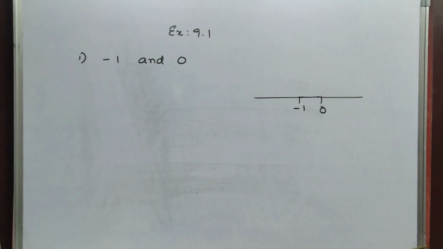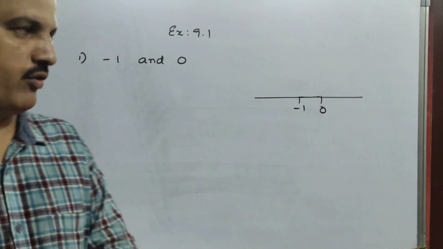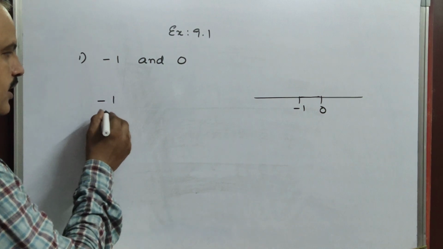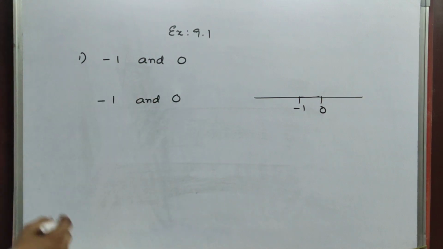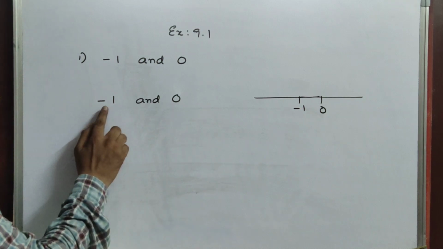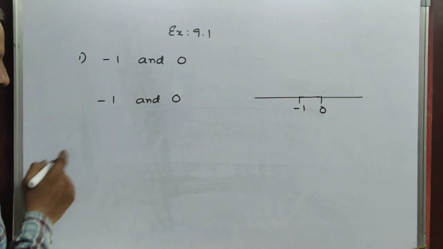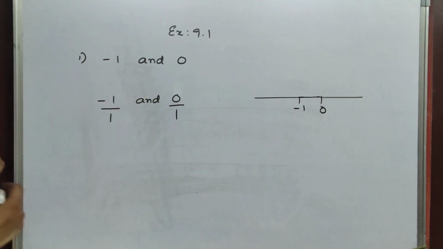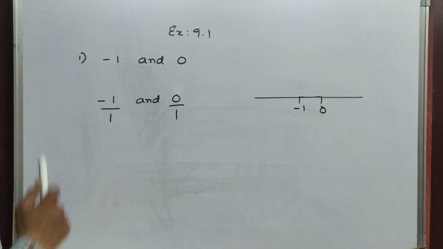How to find this out? Okay, listen very carefully, children. Here it is minus 1 and here it is 0. The very first thing you have to see is the denominators. Here, denominators are not there. So what will you write here? Minus 1 by 1 and 0 by 1.